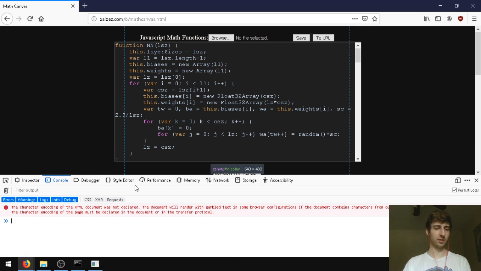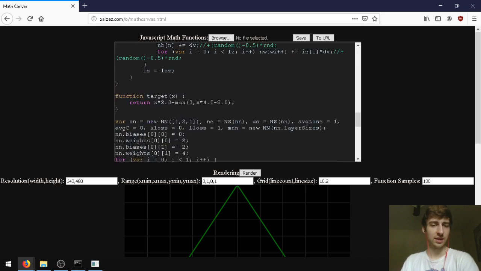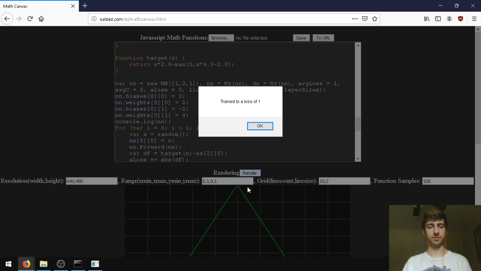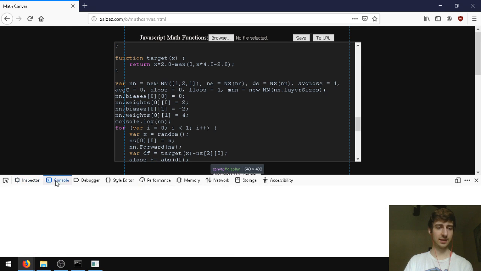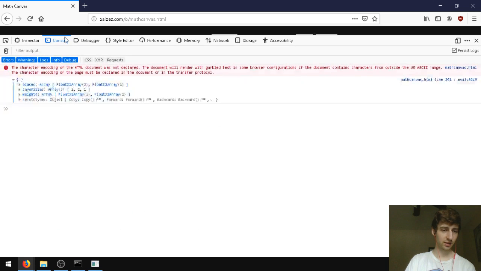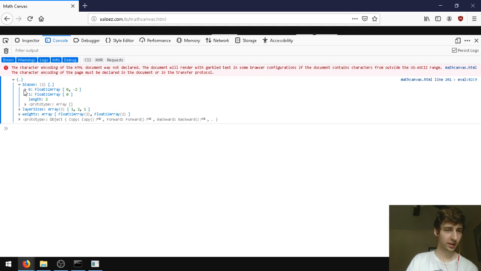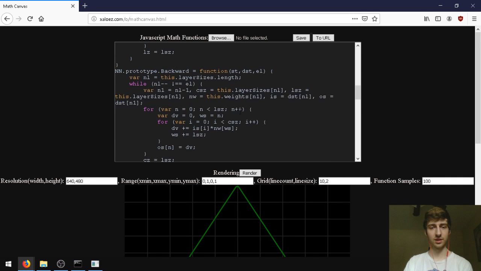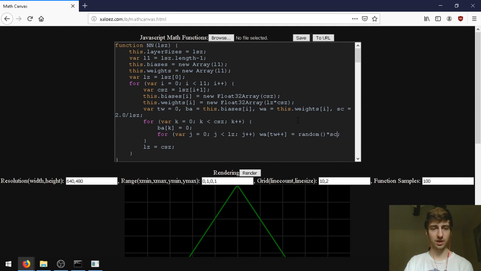So this is the other thing I love about JavaScript, is I can actually debug this super easily by just doing console.log nn, and it'll output to the console all the neural net values. So I can go and see what it's initialized. So it's initializing to not a number. Okay, I messed something seriously up. What did I mess up here? Random times scale. Scale equals 2.0 divided by L size. It's LZ instead of LSZ. Oops.